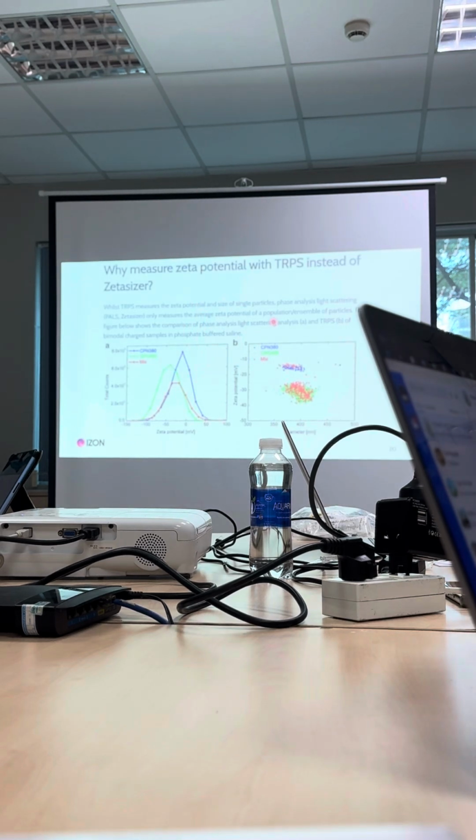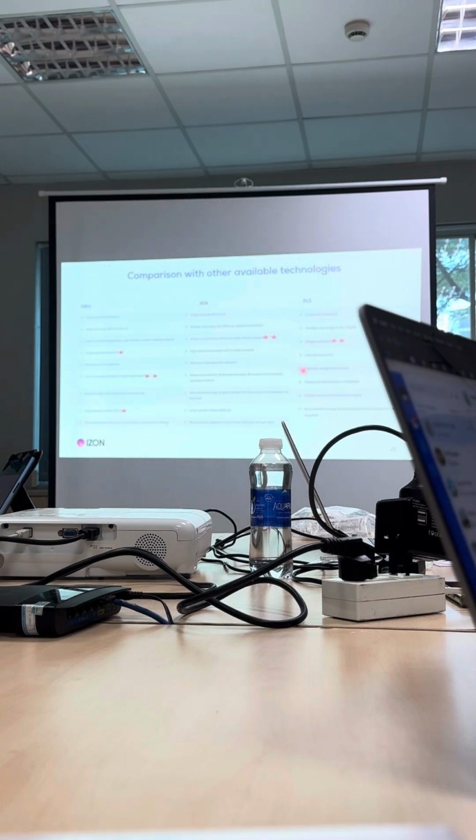And this is more to say why we need to use TRPS compared with the Zetasizer. The Zetasizer just gives you an estimated value, and TRPS gives you detailed information on different zeta potential groups in your samples. So compared with other technology, TRPS provides single particle resolution. It measures from 40 nanometer to 20 microns. It's single particle resolution, and it can resolve populations in multimodal samples.